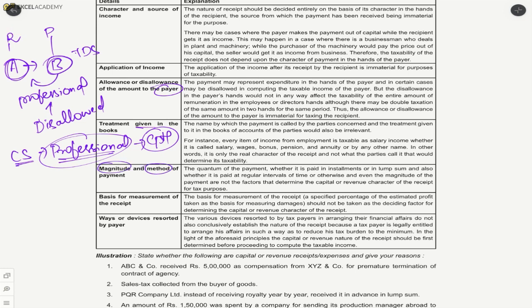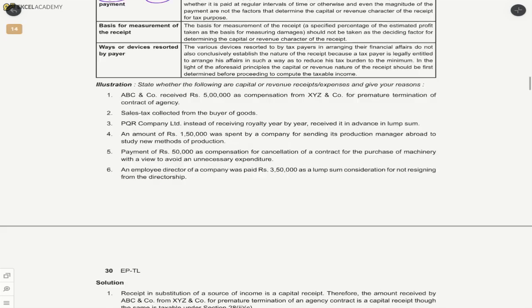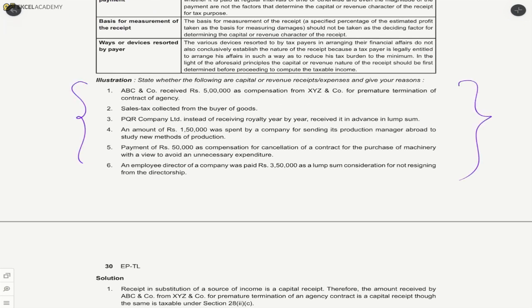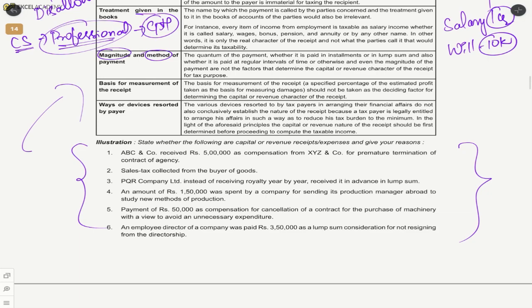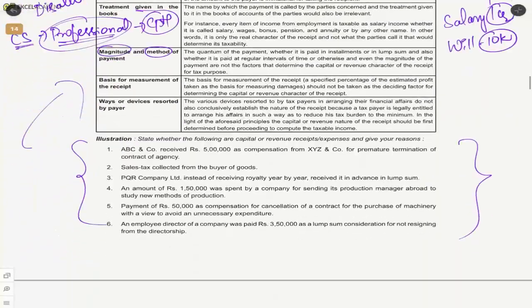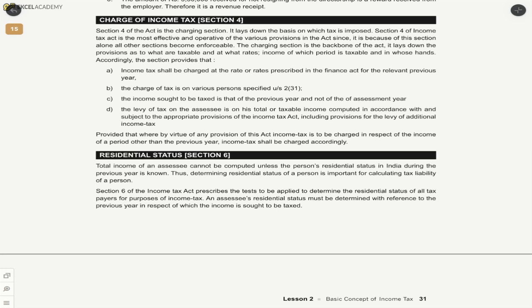Magnitude and the method of payment. A person might receive a salary of 1 crore, or he might get something by way of a will of rupees 10,000. In this case, this small amount becomes capital and this becomes revenue. So what is immaterial is the magnitude, that is the size or the quantity of the amount which we receive. What is important is, once again, the nature. There are various examples. Please go through these examples which explain the above situations, which don't change the nature of the receipt.